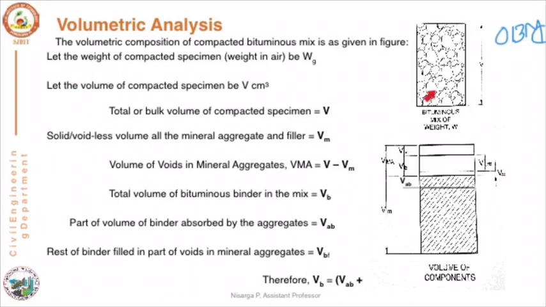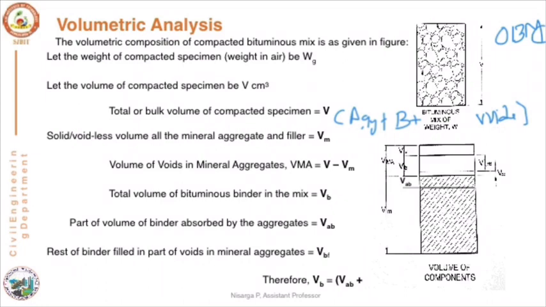Let the weight of the compacted specimen be Wg gram, and the volume of the compacted specimen be V, and this V is nothing but the total bulk volume of the compacted specimen. Here, when I talk about the bulk volume, this consists of both the volume of aggregates plus the volume of bitumen and also the voids that exist in the bituminous mix. All these constitute the total volume or bulk volume of the compacted specimen.